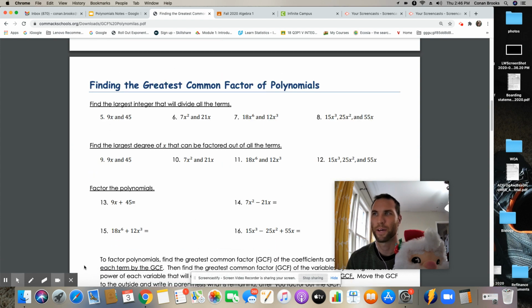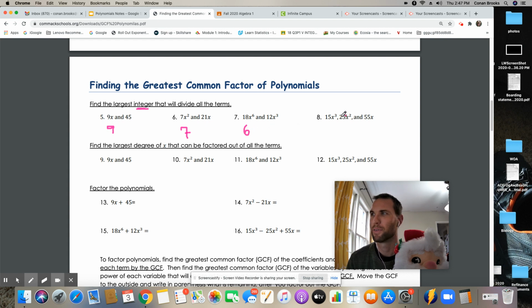Okay, find the largest integer that will divide all the terms, and the keyword here is integer. If you remember, the integer is the number. So both 9 and 45 are divisible by 9. 7 and 21, 7, and you'll see sometimes it is the smallest of the numbers. And then 18 and 12. Now, the smaller number is 12, but you can't divide 18 by 12 and get an integer. So 6 is actually going to be the GCF.